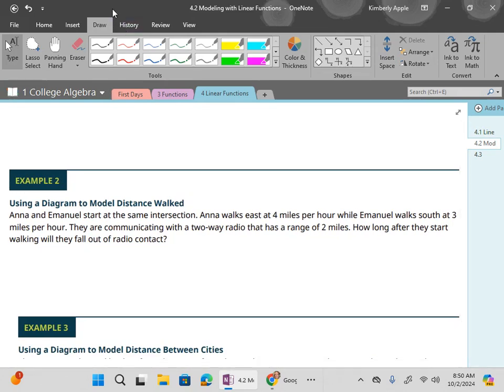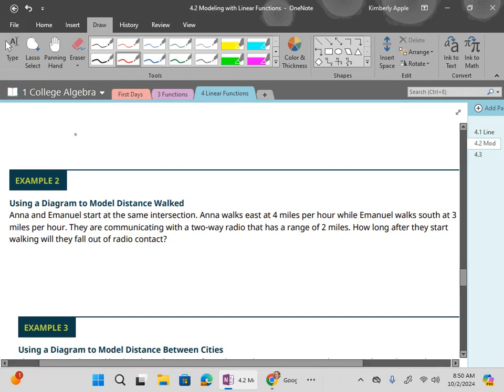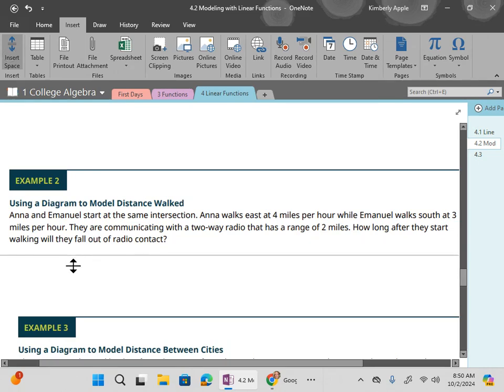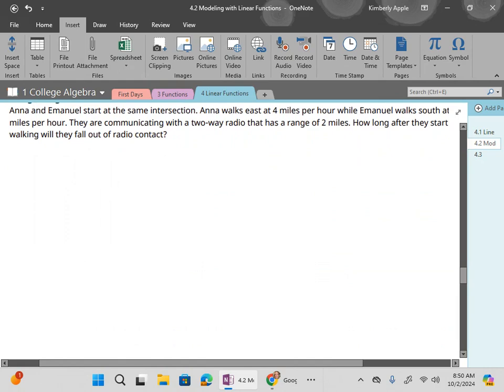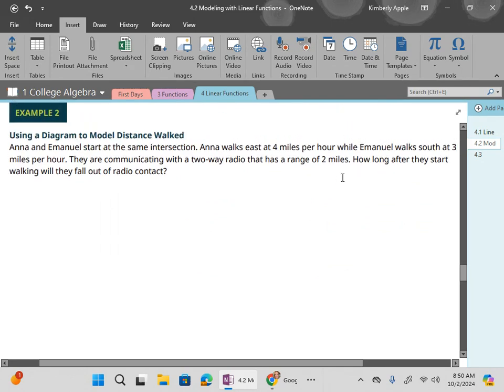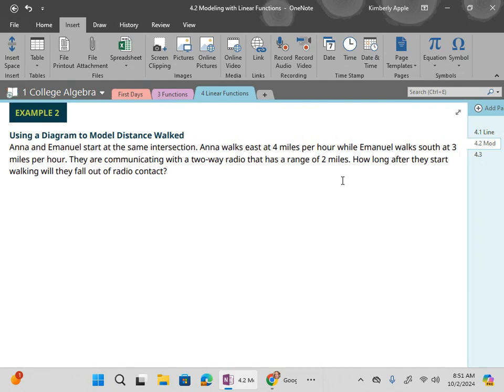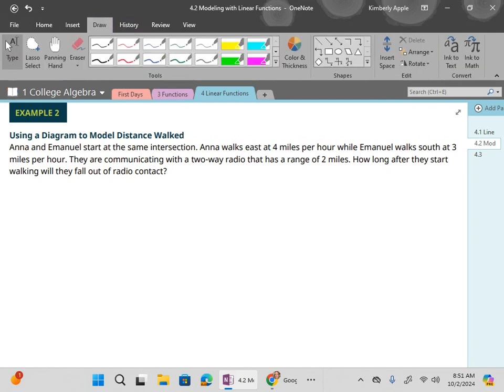All right. So we have these two people. They start at the same intersection and then they walk in two different directions. They are communicating with a two-way radio that has a range of 2 miles. How long after they start walking will they fall out of radio contact? This is a very complicated question. So we just leveled up. The first ones were very simple. This one is not.